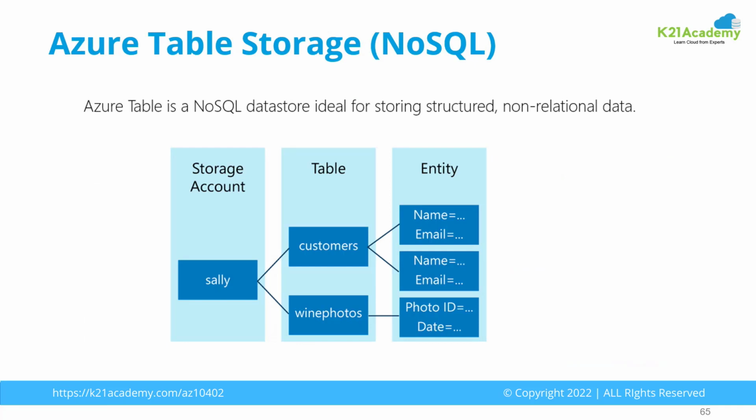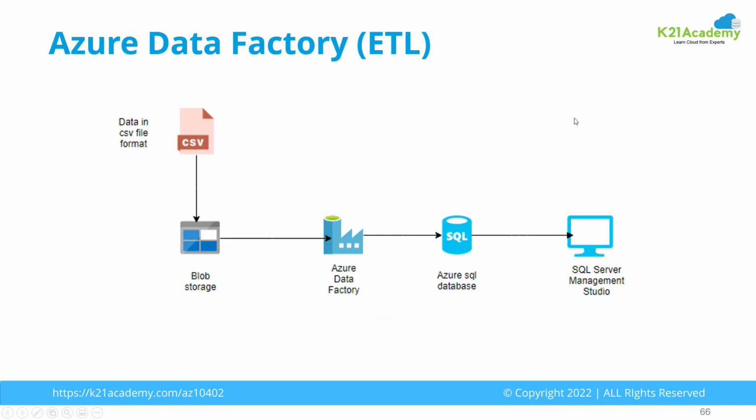Then you have table storage. We also saw this when we were looking at the storage account. In a storage account, for example in table storage, you have a table of customers and that will have some key-value pairs. Similarly, you have multiple tables with key-value pairs. So it's a NoSQL database, ideal for storing structured, non-relational data in tables.